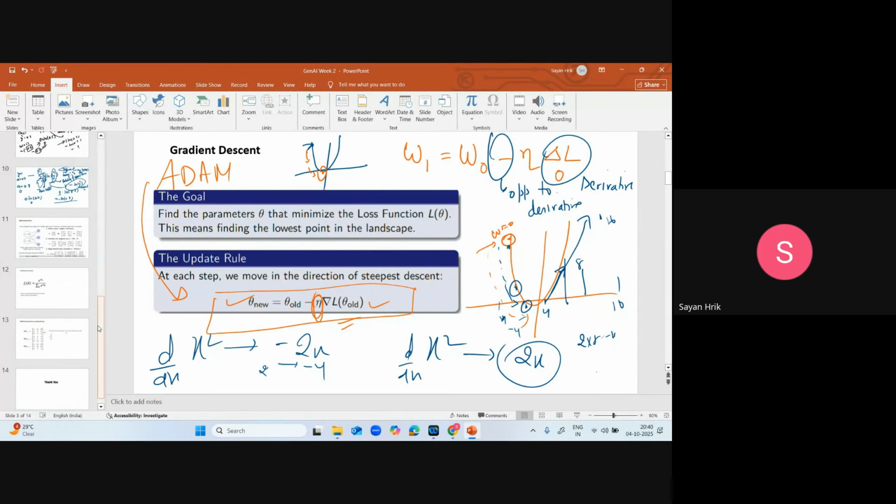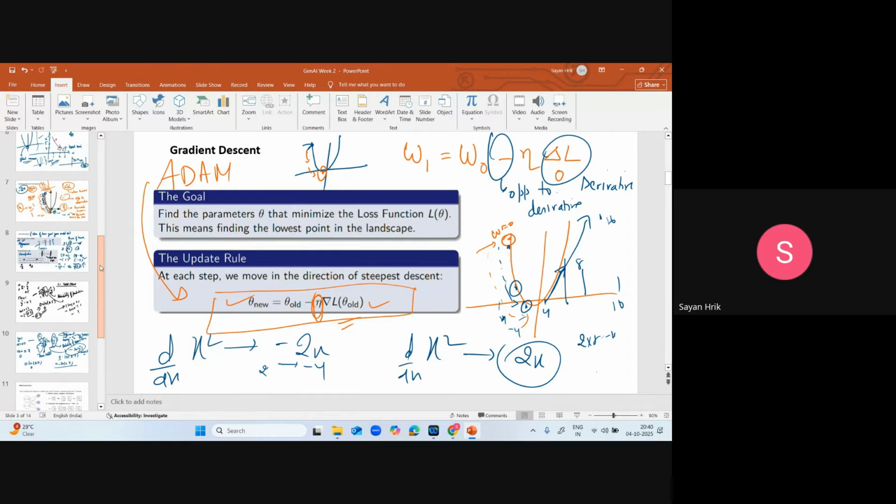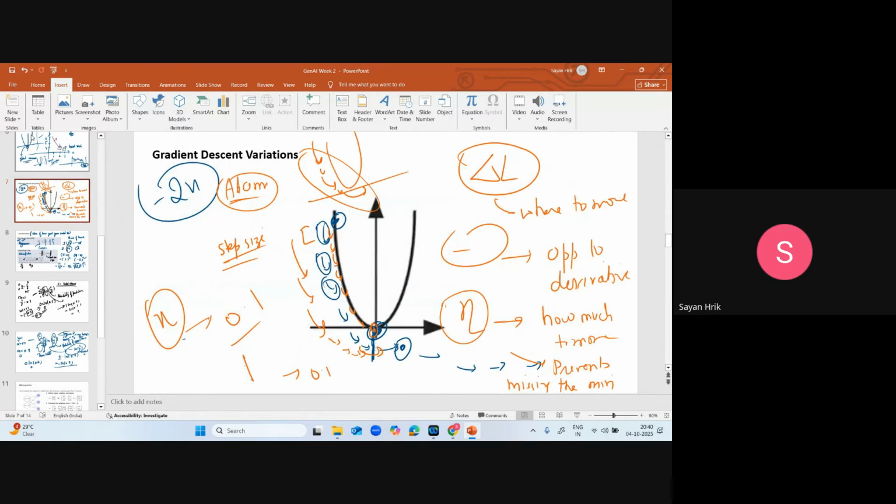Yeah, so let's move on to the next part. The next part is the variations of the gradient descent. I think I was supposed to do it on this slide, but I'll make a new one. I'll just copy this image.